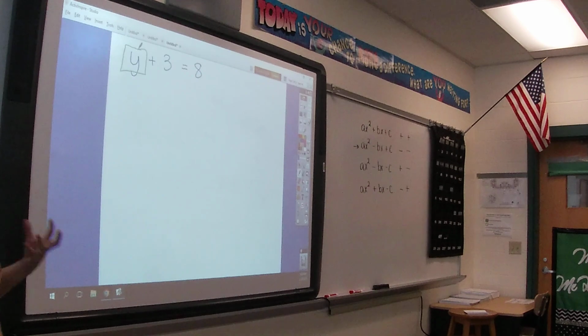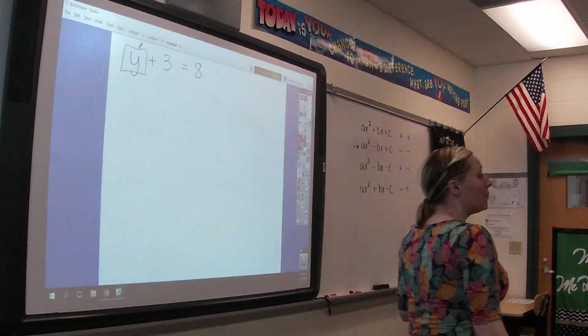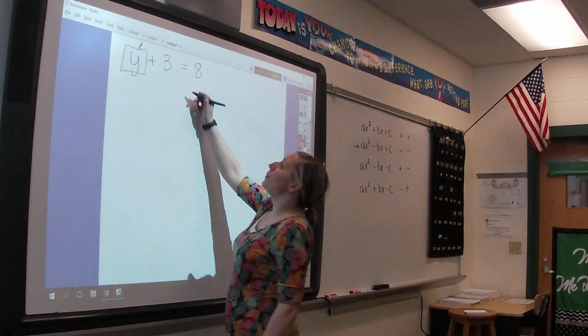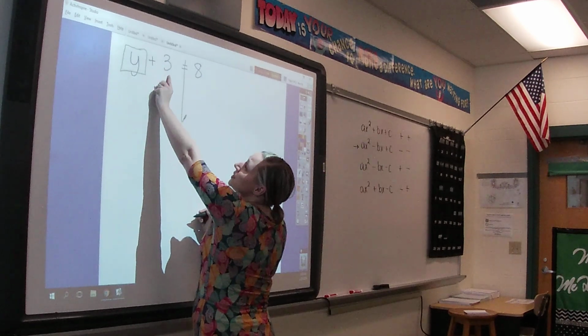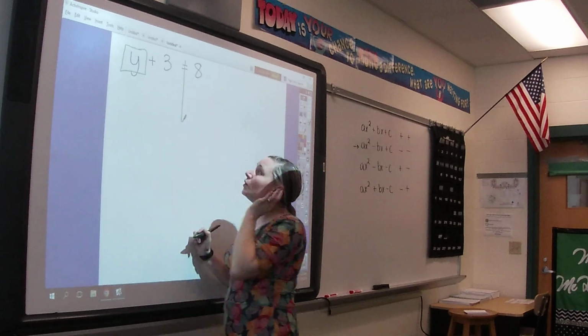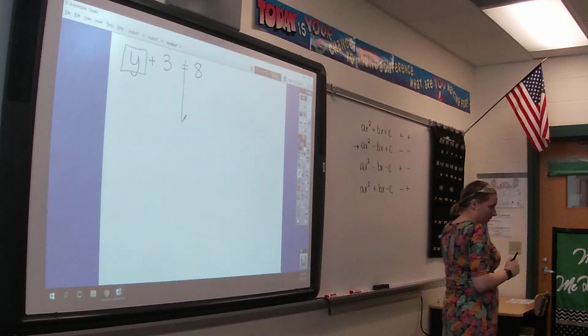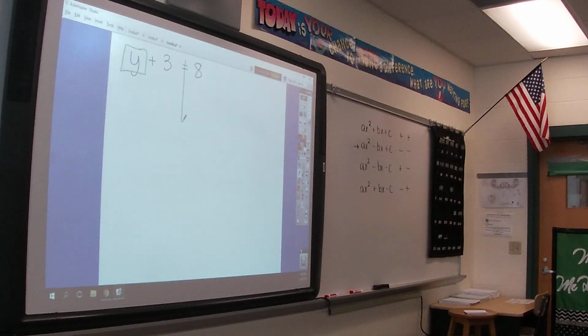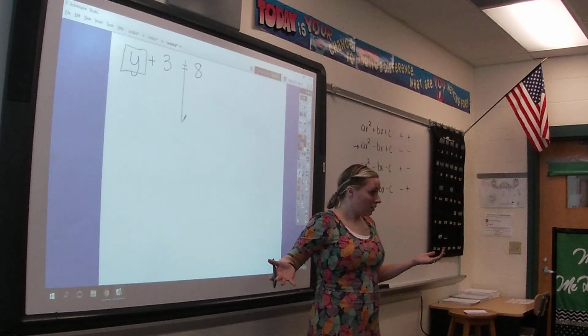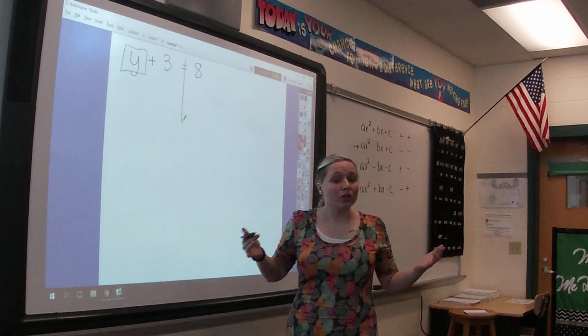Whatever the variable is, we want to get it by itself on one side of the equal sign. To do that, whatever is happening on the same side of the equal sign with the variable, we need to move to the other side of the equal sign. And our rule across the board every time is whatever we do to one side of the equal sign, we also have to do to the other side. We're going to do that with inverse operations.